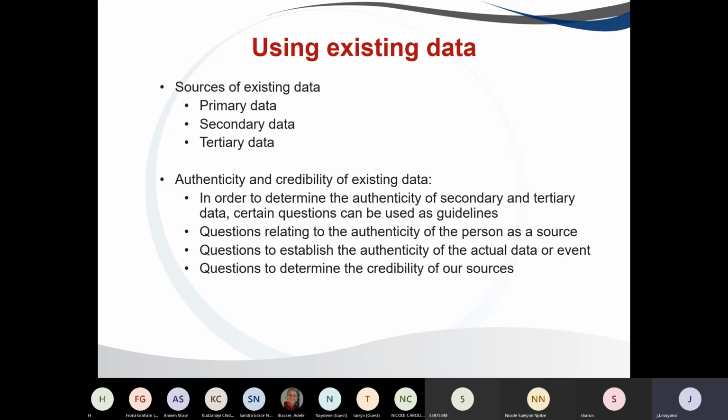So it becomes important for the researcher to ask a number of questions relating to the authenticity of the person as a source. So the actual person who is speaking in those recordings. You need to ask questions about the authenticity of the actual data, the data itself. Is this actually from someone that was at the scene of the crime, or is it from someone who heard someone talk about it? How authentic, how credible is the data itself? And then we look at the credibility of the sources. Right. So just to move ahead.